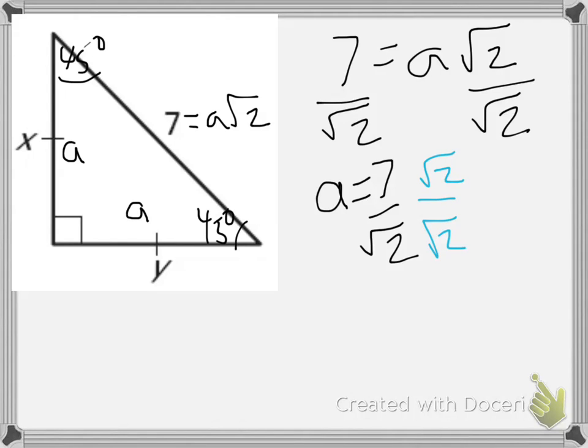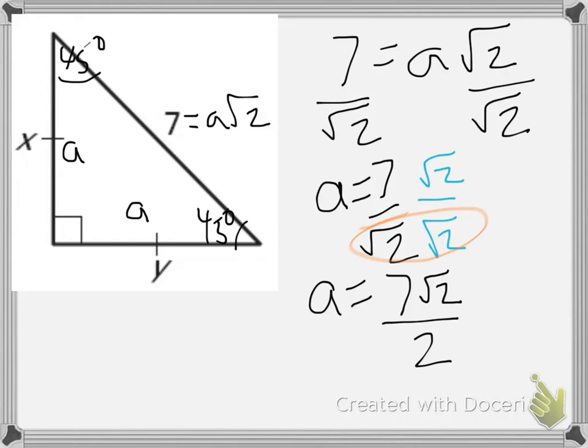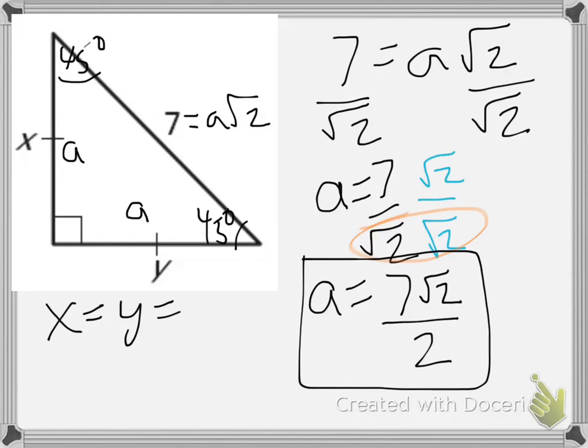And so we get a equals 7 root 2 divided by root 2 on the bottom here. Root 2 times root 2 is the square root of 4, which is a normal 2. So I'm going to write that. Okay? And there is my answer for x and y. X equals y equals, and there's the answer right there.